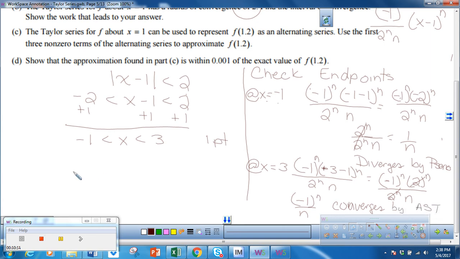So therefore, my answer would be negative 1 is less than x is less than or equal to 3, and that was worth 1 point. But you only got this point if you showed work. So make sure you show your endpoints and label it.